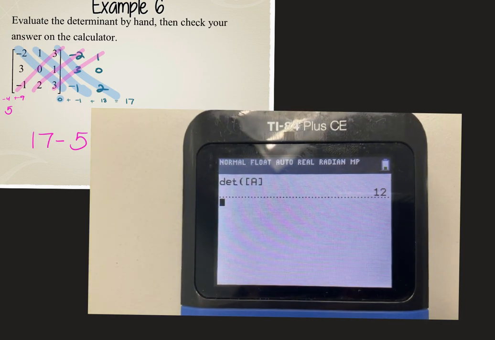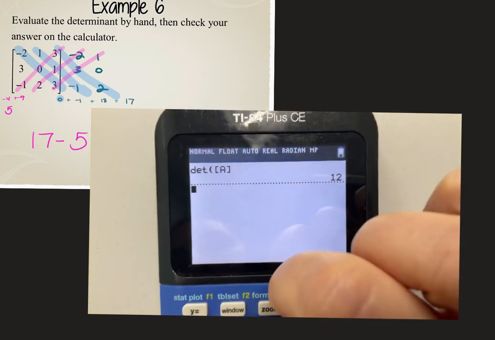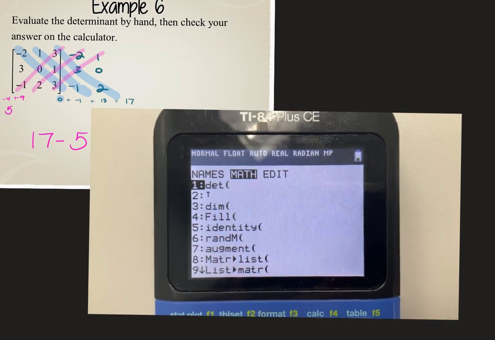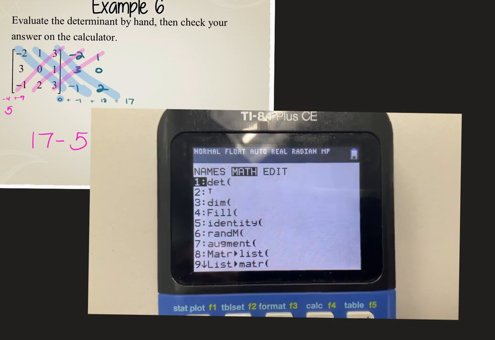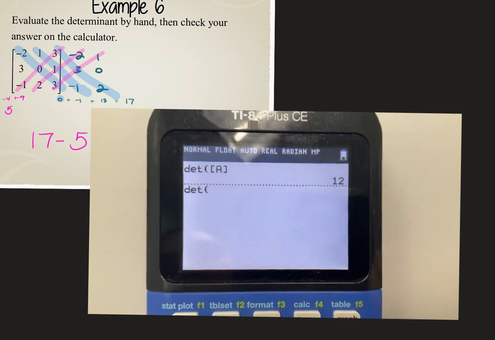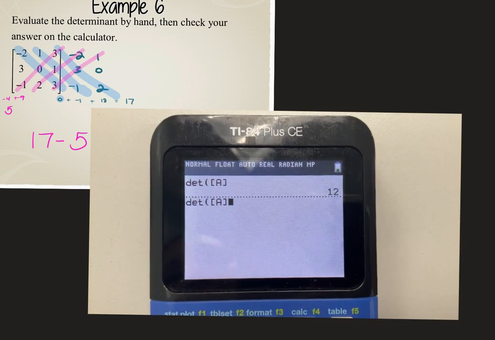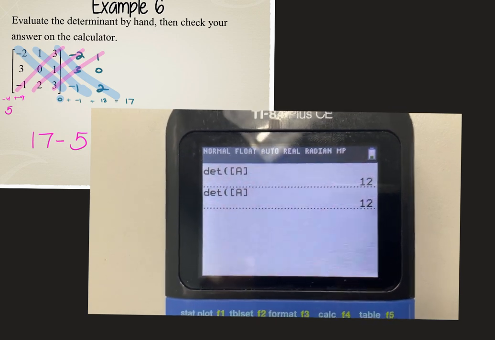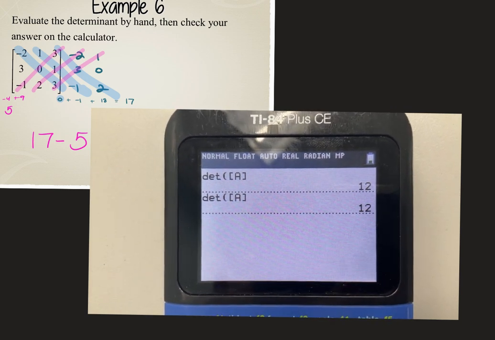Then when you go back to the menu that is matrix, and you arrow over to math, the very top thing is DET, which is determinant. So DET, bring back the letter A, where I stored it. Wait, where do we go? Apps? No, matrix, and then math.